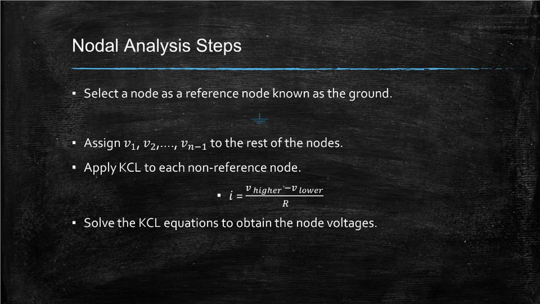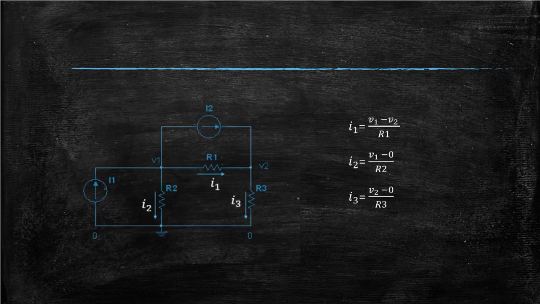Last step, step 4. Solve the KCL equations to obtain the values of the node voltages. Here's a circuit to explain the steps. A reference node or ground has been assigned. Remember that the ground has 0 potential. The rest of the nodes have been labeled.